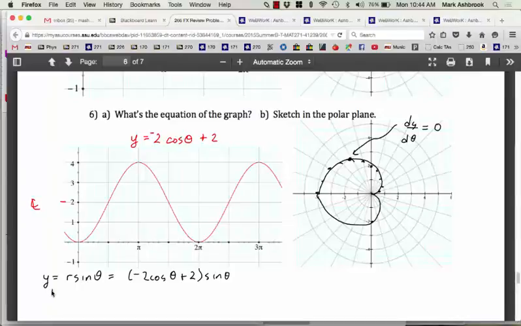Okay, so dy d theta is 2 sine theta times sine theta plus negative 2 cosine theta plus 2 times cosine theta. Did I do that product rule right?